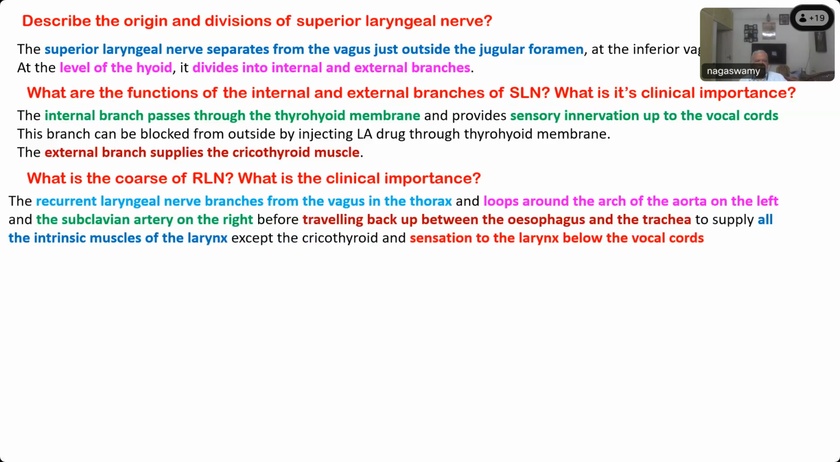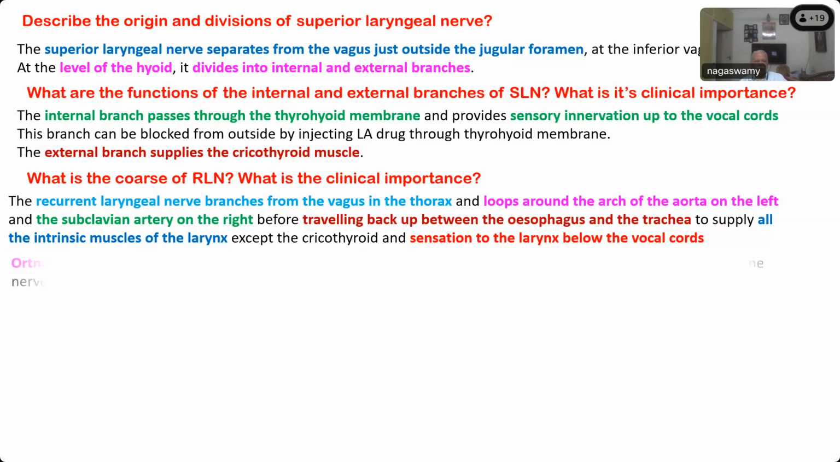The recurrent laryngeal nerve branches from the vagus in the thorax and loops around the arch of aorta on the left side and the subclavian artery on the right side, before traveling back between the esophagus and trachea to supply all the intrinsic muscles of the larynx except cricothyroid, and also sensation to the larynx below the vocal cords. So it provides sensory innervation to the subglottic area and tracheal areas below the laryngeal entry.